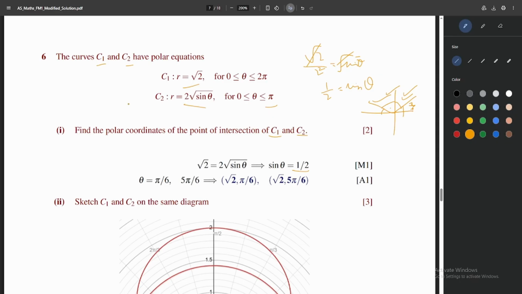So 5 pi by 6, and we don't even have to put it in the equation, because one of the equations is simply root 2. So root 2 will be the radius. So root 2, and these two angles. So these will be the two intersections.